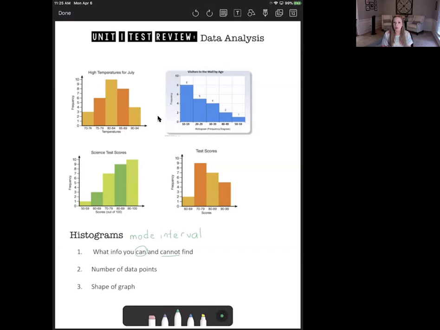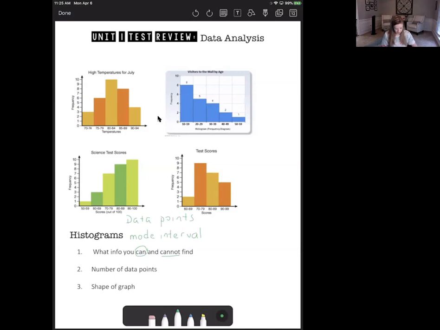The bottom 2 are both about test scores. So we can tell how many kids took the test by adding up all the bars. So we call that the number of data points. Those are things that you can find. And you could also find the number that were above or below a certain amount.